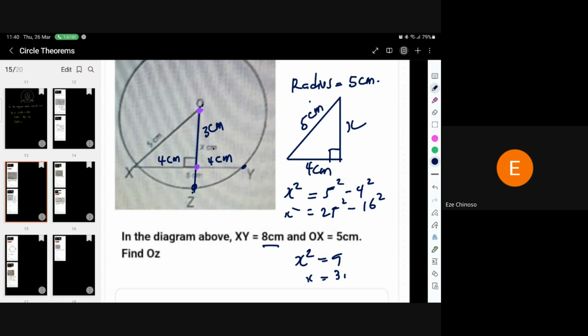Is there another place they call small letter OZ there? No, there's no small letter OZ.